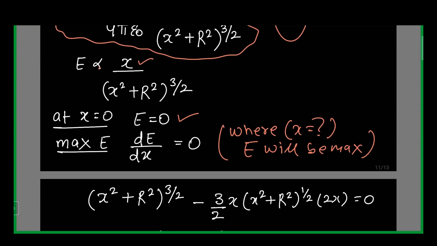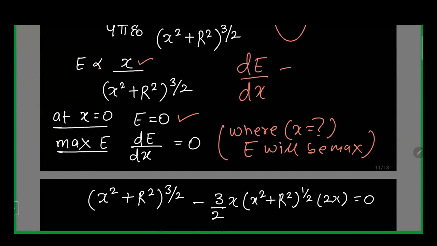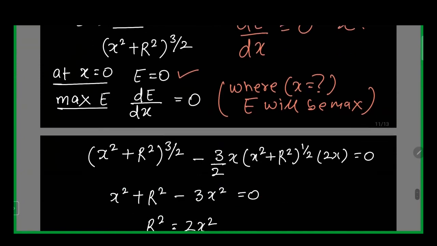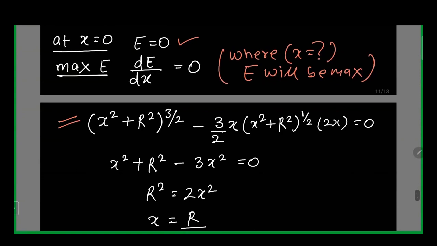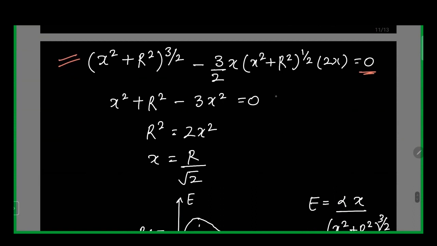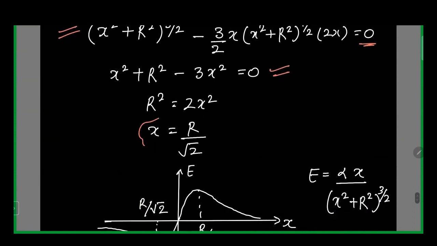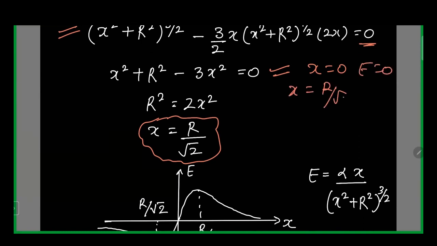So how do you solve this? You take the derivative of E. If you take the derivative of E and make it 0, you will get the value of x where E will be maximum. You can easily do the differentiation, I guess. And if you make it equal to 0, you will get this equation, and from there you will get x equals r by root 2. So the two major pieces of information I received are that at x equals 0, my electric field is 0, and at x equals r by root 2, my electric field is maximum.